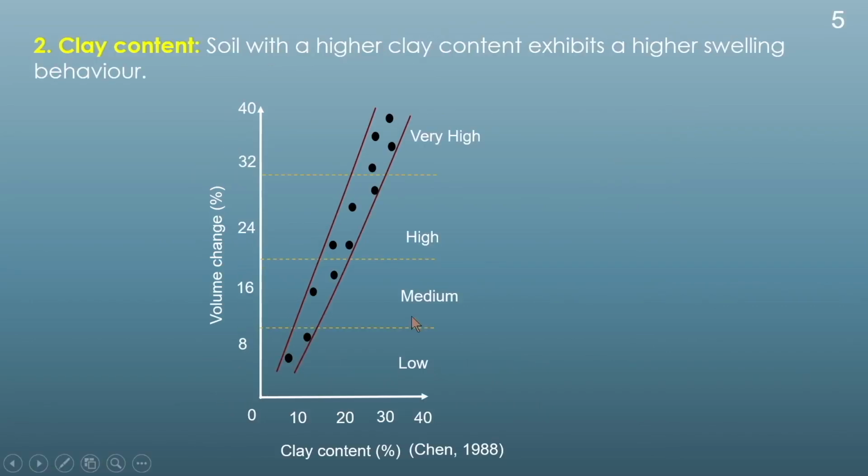The next factor is the clay content. Here the clay content means the amount of expansive clay present in a soil.